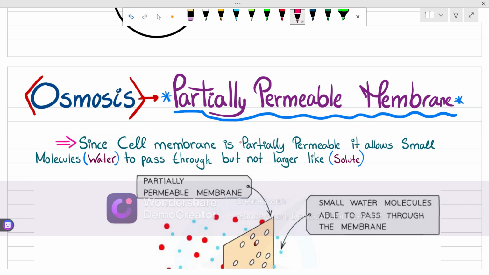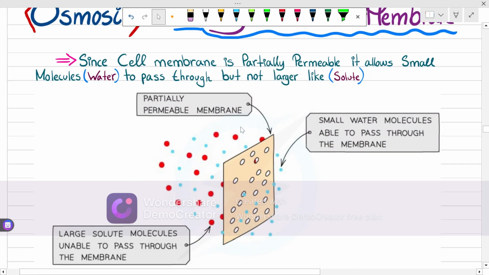This is showing osmosis through a partially permeable membrane. Since the cell membrane is partially permeable, it allows small molecules such as water to pass through, but not larger ones like solute. So this is like a partially permeable membrane. It allows the water molecules to pass through, but since solute molecules are a bit larger, it doesn't allow solute molecules to pass through.